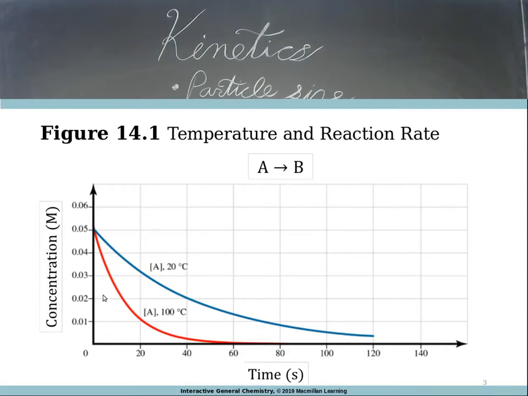If I were to look at how the concentration changes over a particular interval, say in the first 20 seconds of the reaction, you can see that the concentration change at 20 degrees Celsius is much smaller than the concentration change at 100 degrees Celsius. And so this temperature dependence of the reaction rate, like just about everything else I've brought up so far, is going to get much closer attention later on in this section.